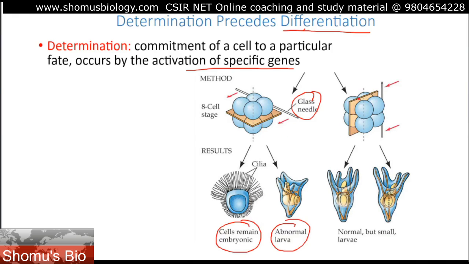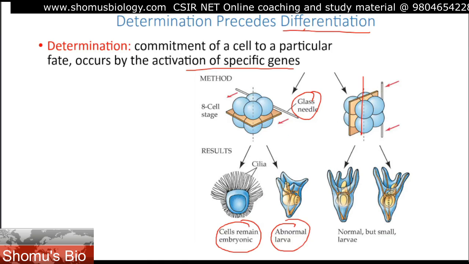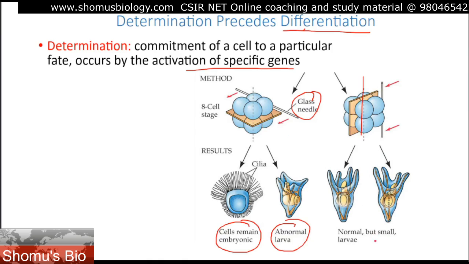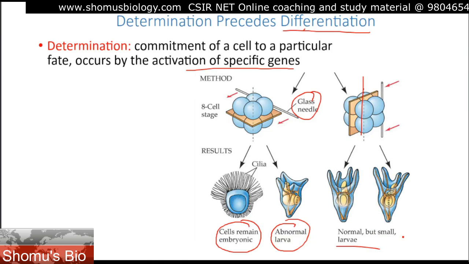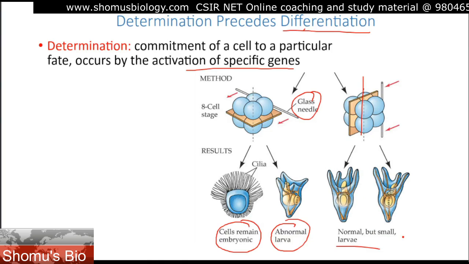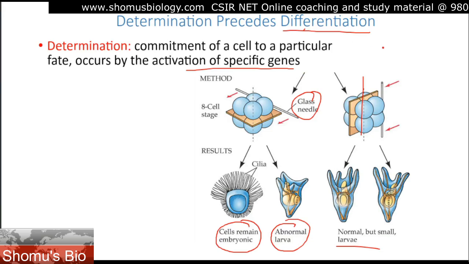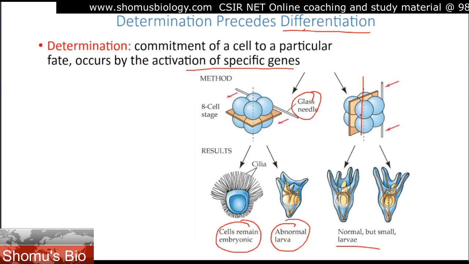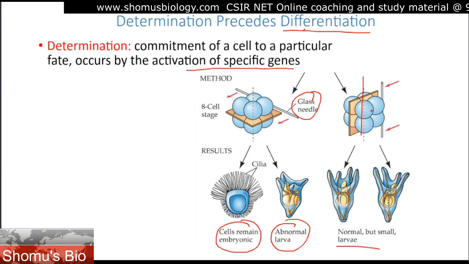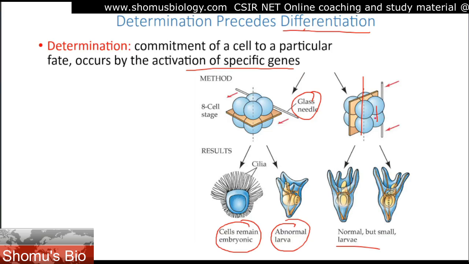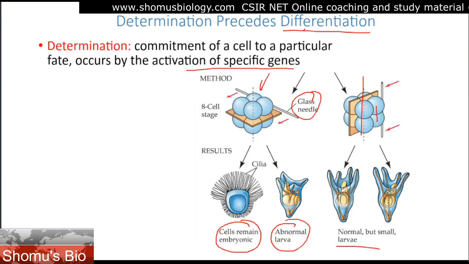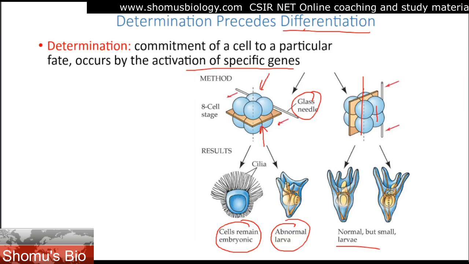While if you separate that same 8-cell stage vertically, then it results in a normal larva, although the larva is smaller in size, but it is normal. Now what this experiment is suggesting is that there is some material that needs to be present and needs to contact both the hemispheres. If we think of these two as separate hemispheres, the top one and the bottom one, then both hemispheres need to contact one another for the larva to develop.